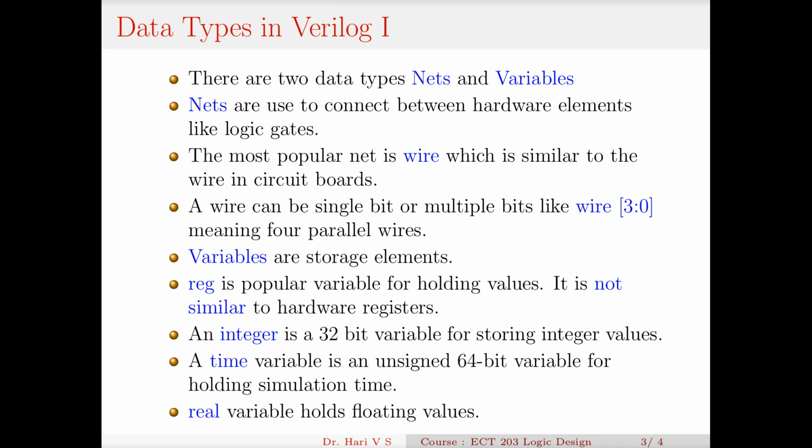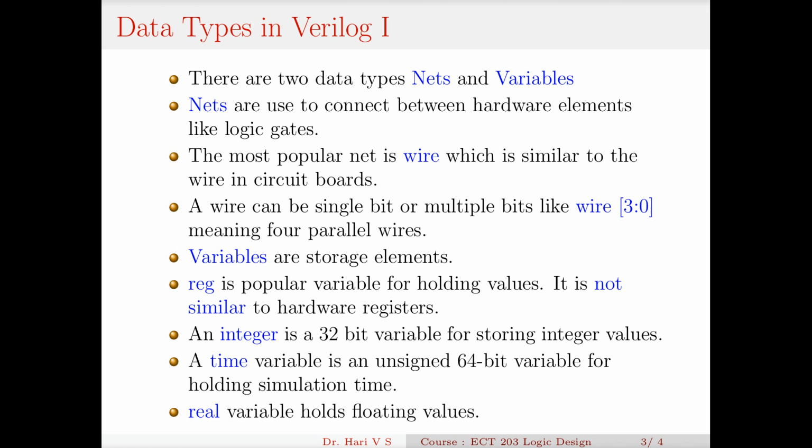Actually there are two types of data in Verilog. One type is called nets and the other is variables. Nets, as the name indicates, are used to connect between hardware elements like logic gates. Suppose inside a circuit, some gate is to be interconnected to another gate, you use a net.